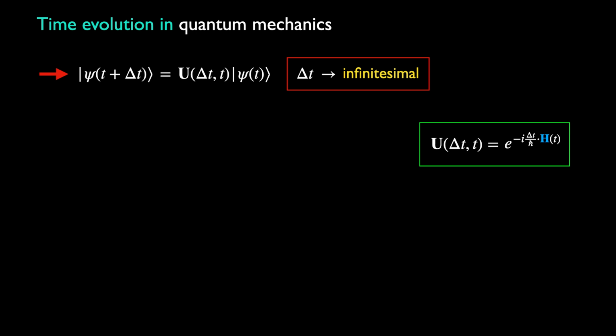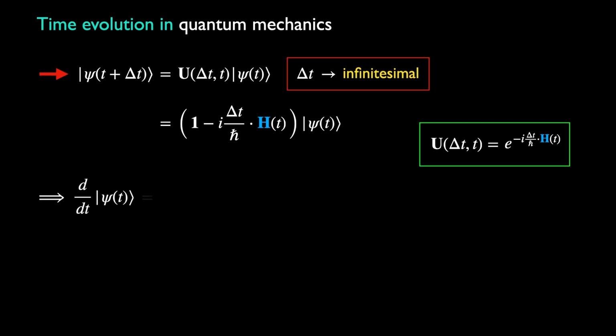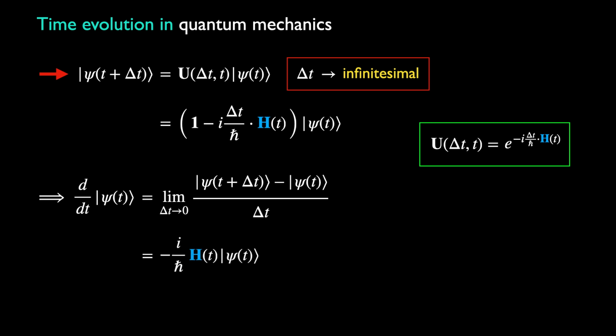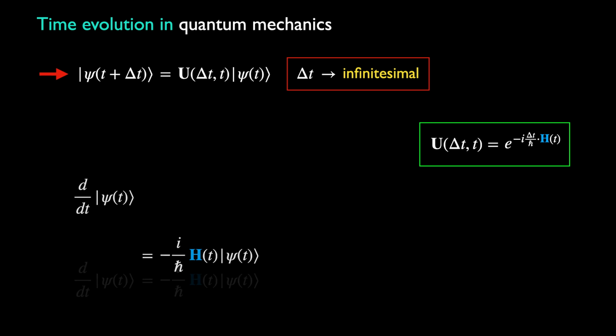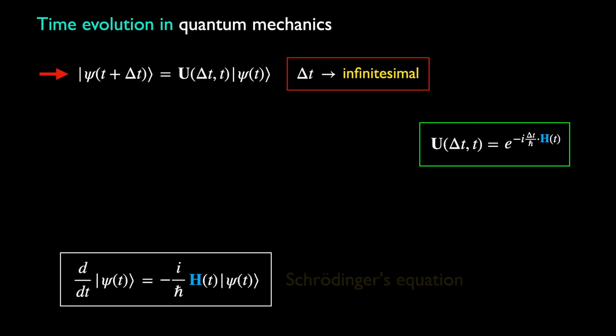Again, let's calculate the time derivative of psi by expanding this to the first order in delta t. Bringing psi of t from the right-hand side to the left, then dividing by delta t and letting it go to 0, we have the more general case of the Schrodinger's equation with time-dependent H, as we have said.